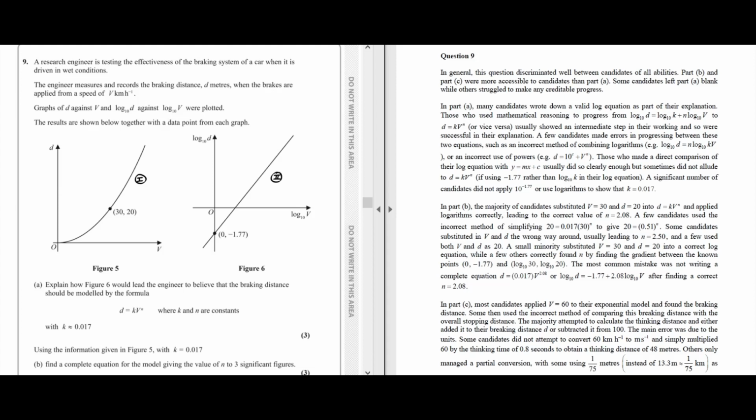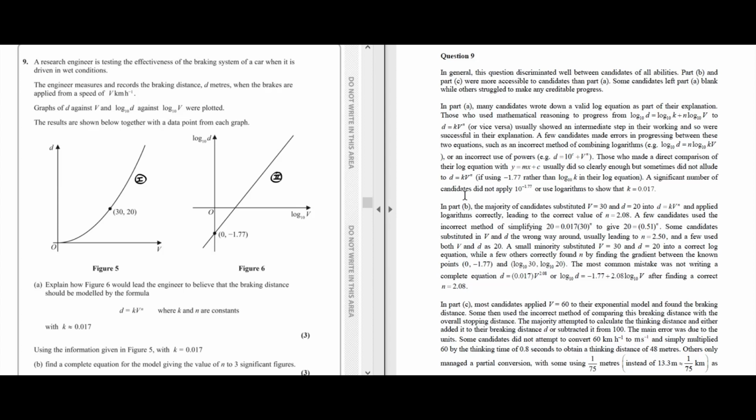Those who use mathematical reasoning to progress from log base 10 of D equals log base 10 of k plus n log base 10 of V to D equals kV to the power of n, or vice versa, usually showed an intermediate step in their working and were successful in their explanation. A few candidates made errors in progression between these two equations, and we see that over here. Those who made a direct comparison of their log equation with y equals mx plus c usually did so clearly enough, but sometimes did not allude to D equals kV to the power of n if using minus 1.77 rather than log base 10 k in their log equation.